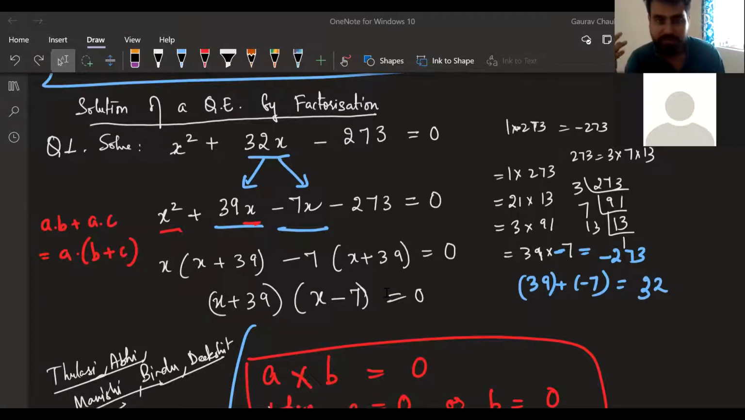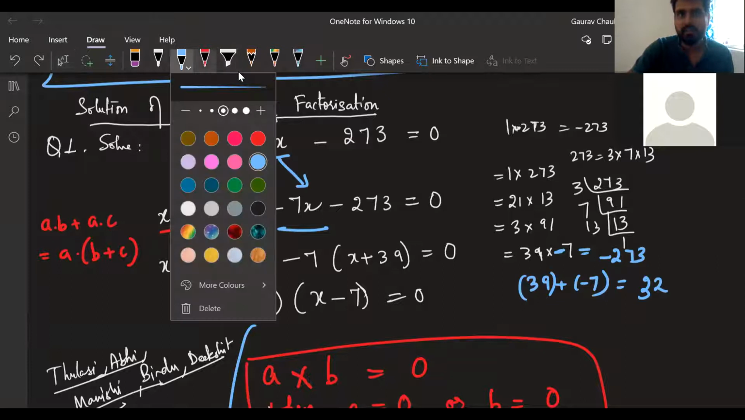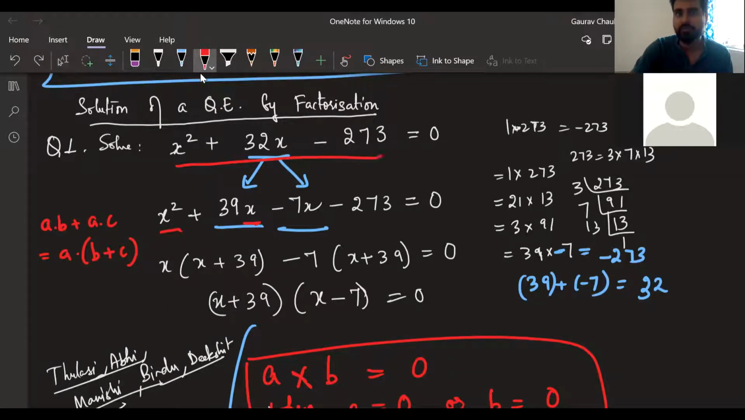We saw one question with the factorization method yesterday. I'm just going to recap that. We went on to factorize the entire polynomial. This equation is something like p of x equal to 0. The left hand side has some p of x.